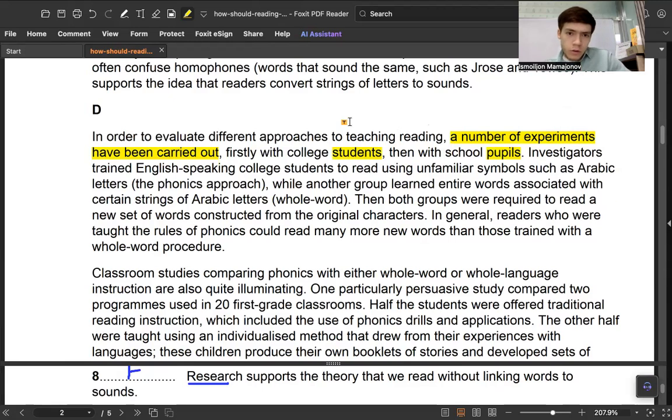Investigators trained English-speaking college students to read using unfamiliar symbols such as Arabic letters, the phonic approach, while another group learned entire words associated with certain strings of Arabic letters, whole word. Then those groups were required to read a new set of words constructed from the original characters. In general, readers who were taught the rules of phonics could read many more new words than those who trained with whole word. So in general, the first method, which related to individual sounds, proved to be better, right?